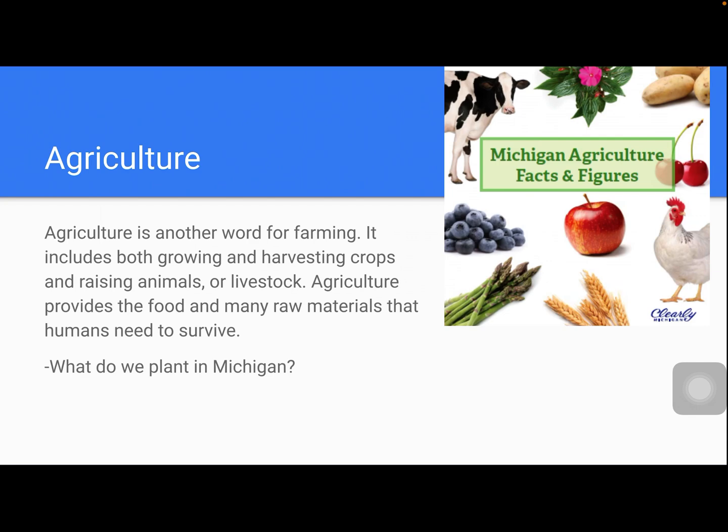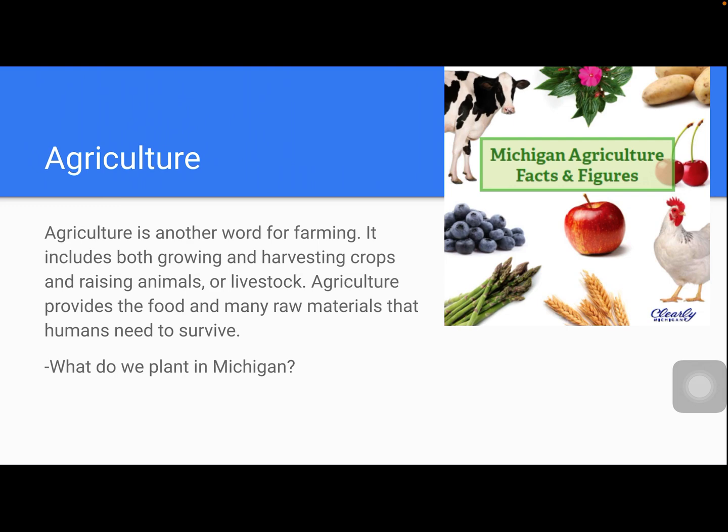Agriculture in Michigan. What do you think are crops that you might see grown in Michigan? Well, if you look at this picture here, that's really going to give you some helpful hints up here. We see apples and blueberries and asparagus and potatoes and cherries. Michigan is really known for some of these key crops that are shown up here. We also see some cows and some chickens.